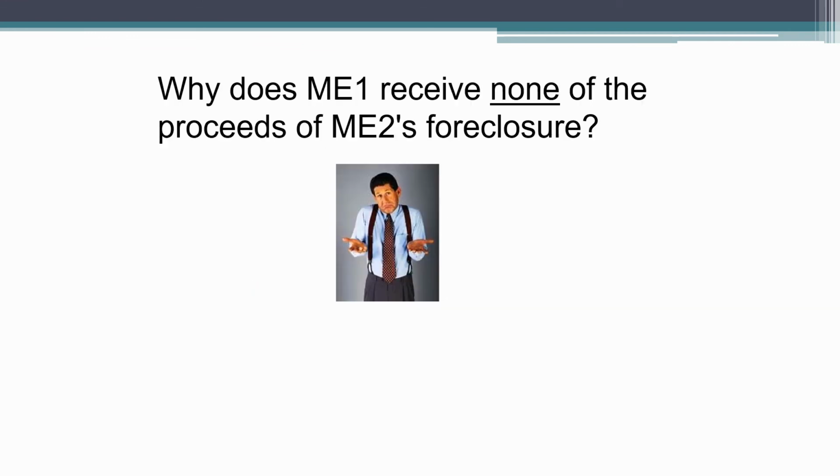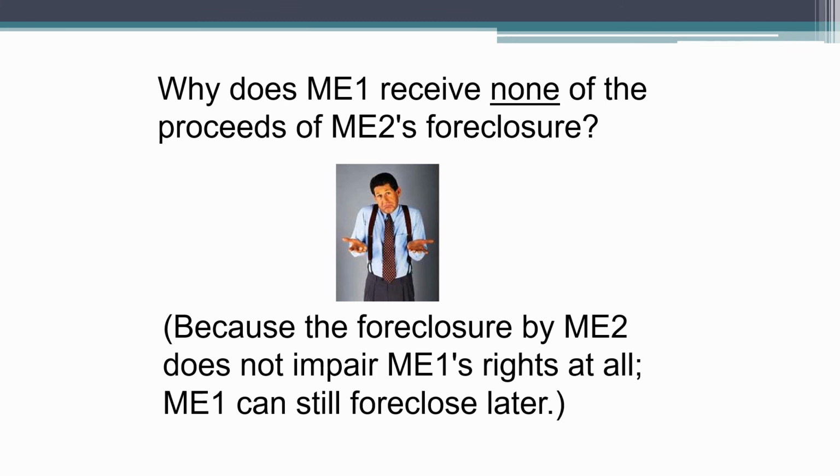Now you'll notice we didn't give any of that money to ME1. Why is it that ME1 gets none of the proceeds of ME2's foreclosure? Well, the reason is, of course, the foreclosure by ME2 doesn't impair ME1's rights at all. ME1 still has the right to do their own foreclosure. They're completely unaffected by ME2's foreclosure, and so if there's a default to them and they don't get their money, they can always foreclose on the property later themselves. So we don't need to give them any of the money from ME2's foreclosure sale.